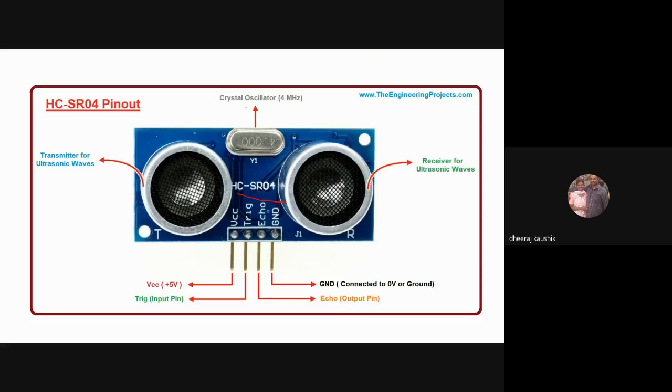As I've told you, this is the crystal oscillator. So why do we need a separate crystal oscillator for this ultrasonic sensor? The reason behind it is that an ultrasonic sensor needs to produce sound waves, right? And to produce those sound waves and to calculate the time, we need a timer. So this crystal oscillator here works as a timer, and it is independent of the Arduino.